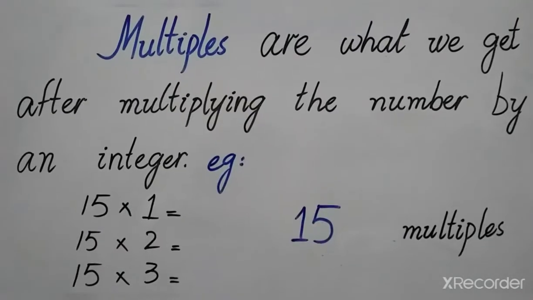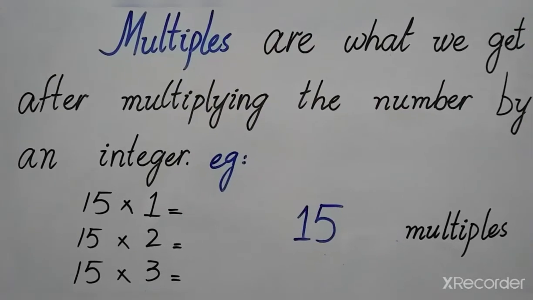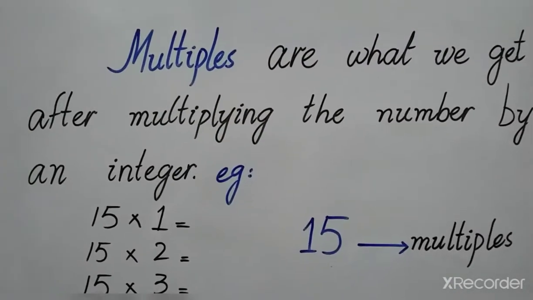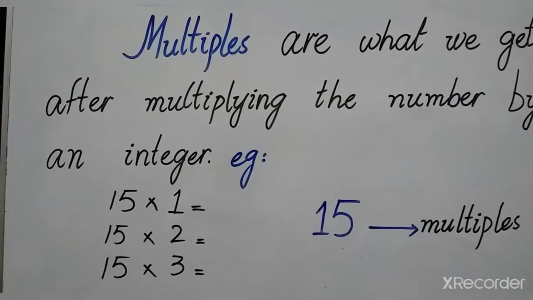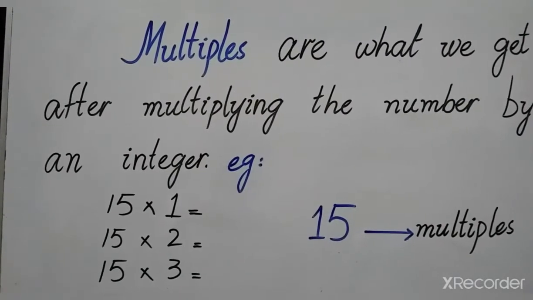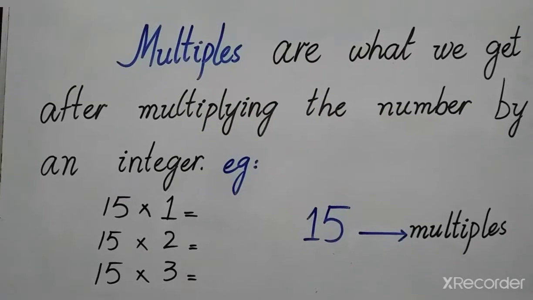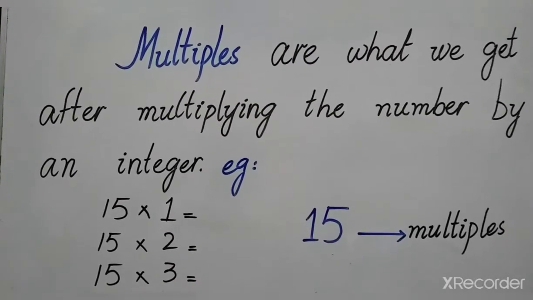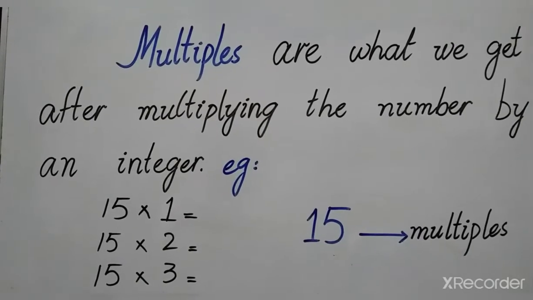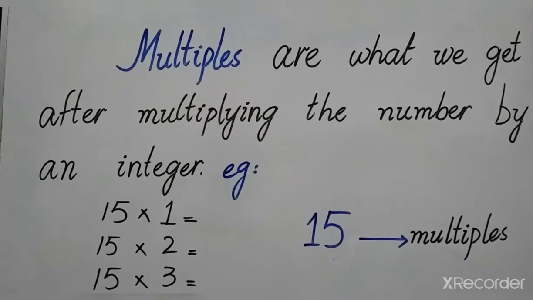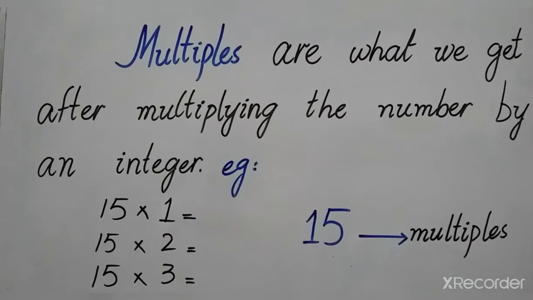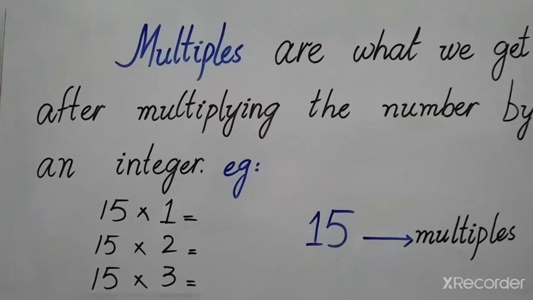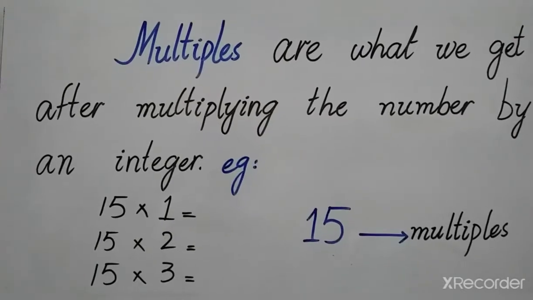Let's suppose we have 15 and we have to find out the multiples of 15. What we will do? We will multiply 15 with the natural numbers. Here in my definition the word integer is used. Integers are the numbers with any sign, that is positive or negative sign. So for finding out the multiples of 15, we will read the table of 15.